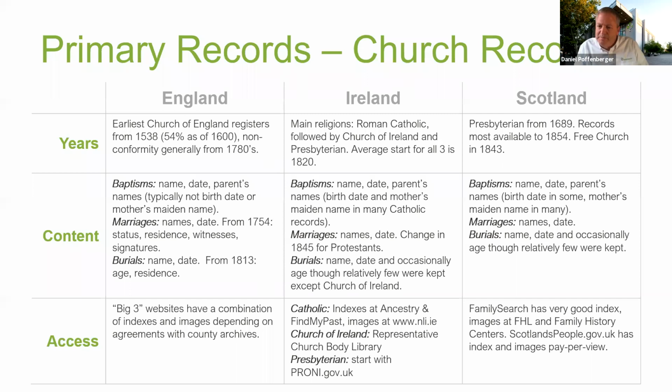Ancestry will make agreements like the one with the London Metropolitan Archives, so Ancestry is great for London. FindMyPast digitized the Canterbury Cathedral archives, and so FindMyPast is great for Kent, for example. It just depends on the counties which has the best coverage. For Catholic records, you have indexes at Ancestry and FindMyPast, but the images are at the National Library of Ireland, and it's different for Church of Ireland and Presbyterian.